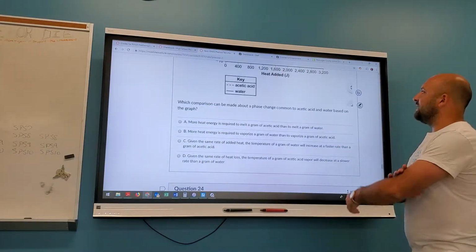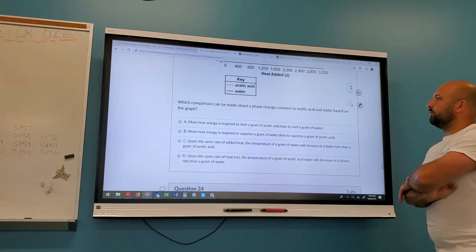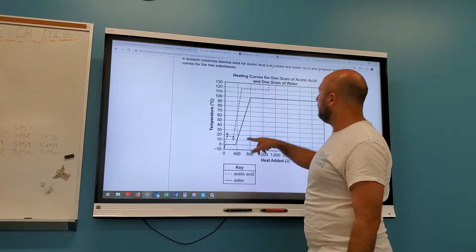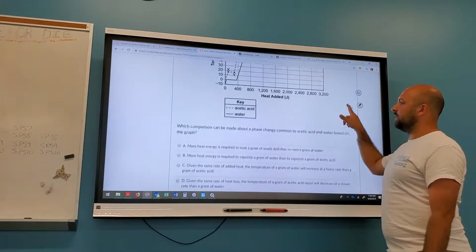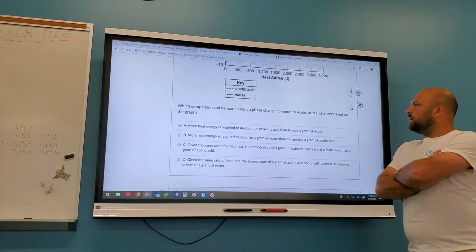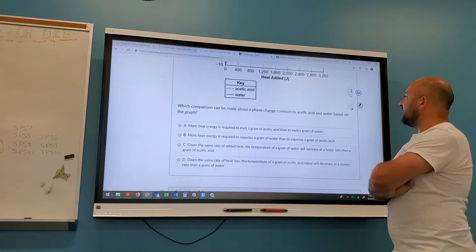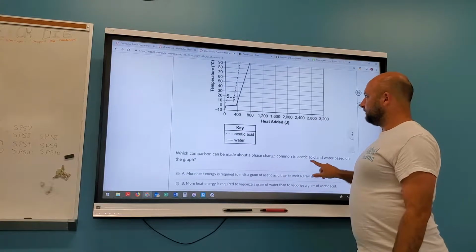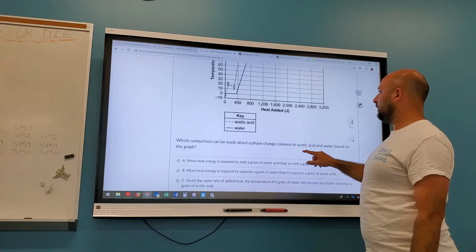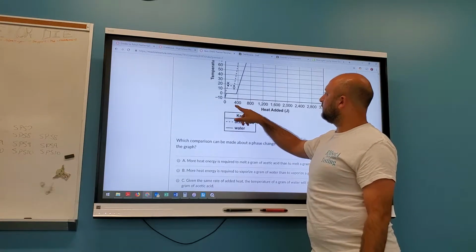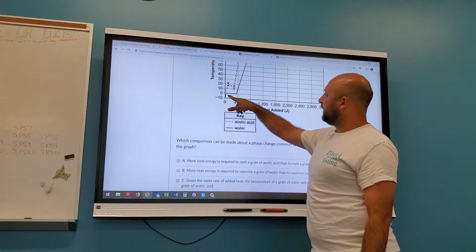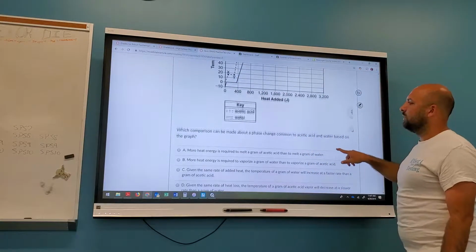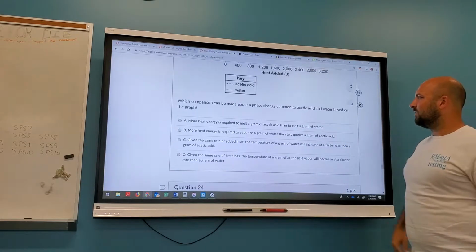Which comparison can be made about a phase change common to both based off the graph? So let's look at phase changes here. That is from X to Y, and then these lines, wherever we got a zero slope there. So more heat energy is required to melt a gram of acetic acid than melt a gram of water. To melt a gram, more heat energy. To melt, let's see, heat energy added. So you need about up to almost 400, and then maybe about 300 there. So yeah, I mean, you could say A, more heat is required.